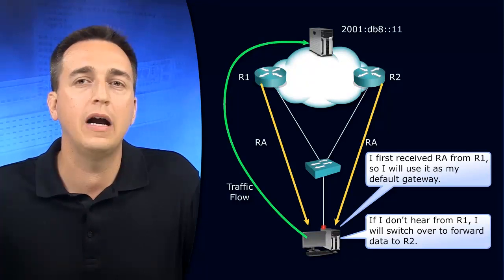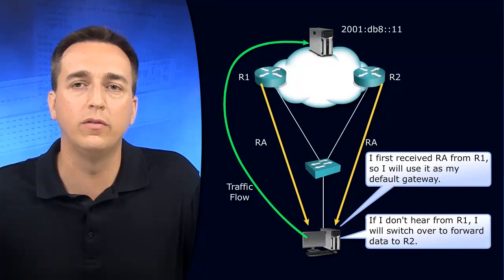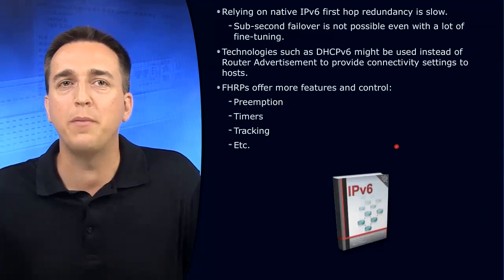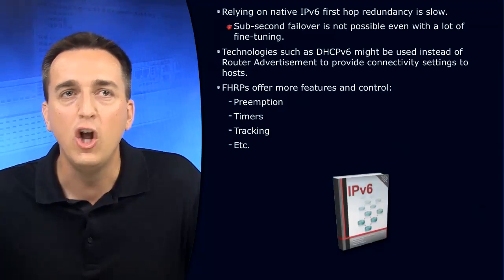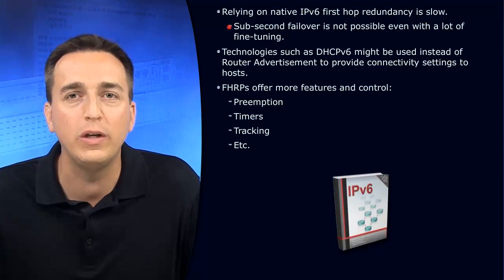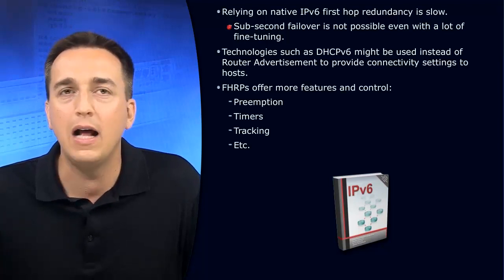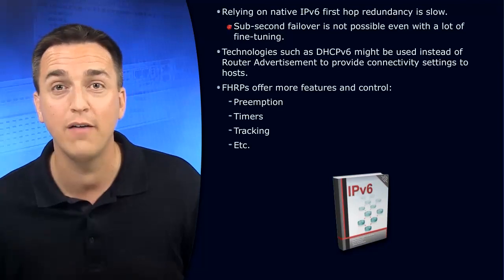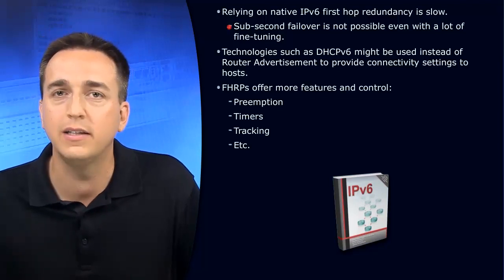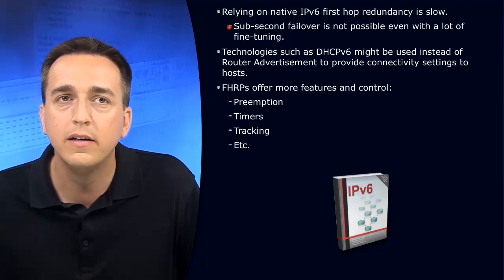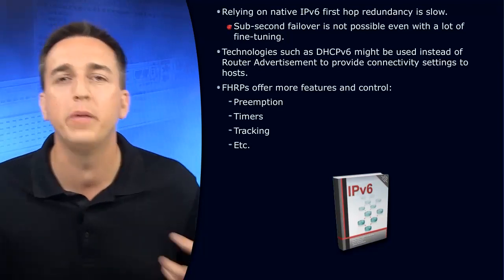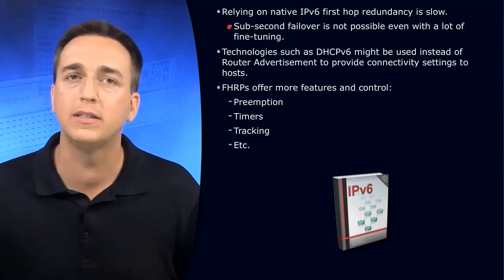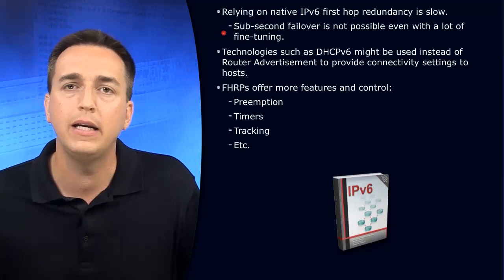But what if you're in an environment that needs sub-second failover? Well, if you're in an environment that needs sub-second failover, there's no way you can reliably tune the IPv6 first hop redundancy features, those router advertisements, to less than a second. So you can't tune them enough to give your environment the sub-second convergence that it might need.